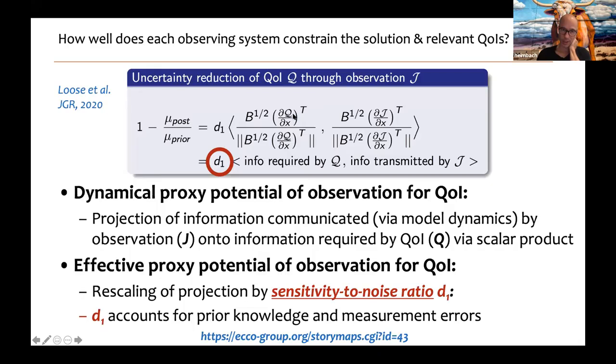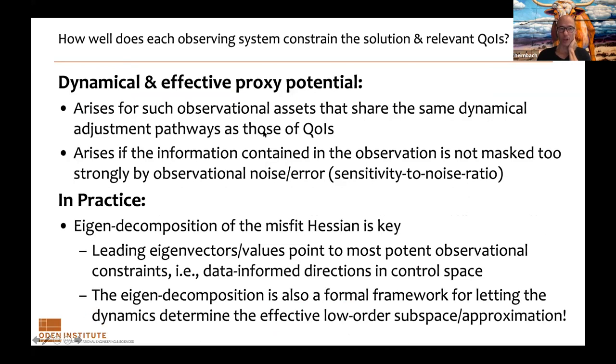So the sensitivity of the observations projects very well onto the sensitivity to the QI, but effectively that might be reduced by the sensitivity noise ratio, and we call this the effective proxy potential.